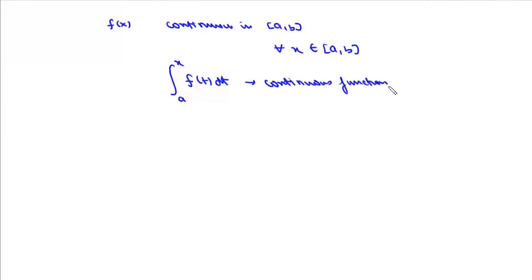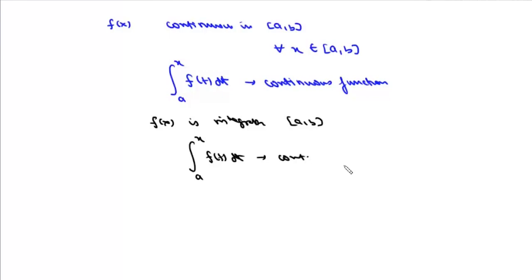So basically the result is integration of a continuous function is also a continuous function. Another way to write the same result is if this function f(x) is integrable in this closed interval [a, b], then this integral from a to x of f(t) dt will be a continuous function.